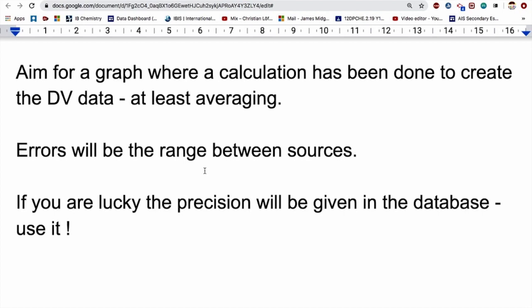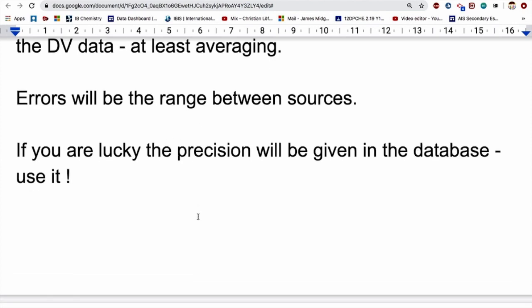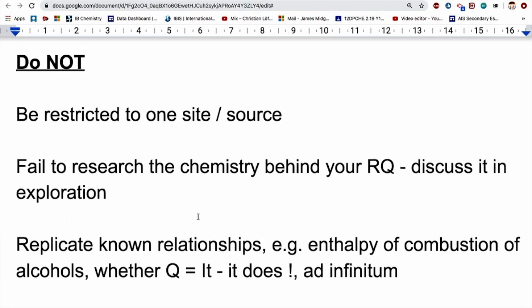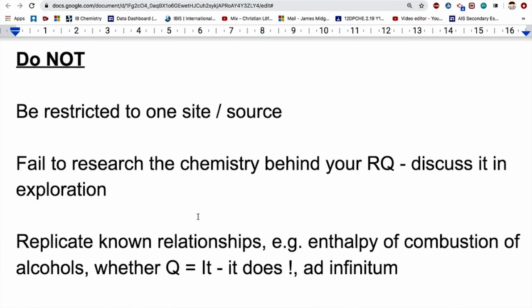But in many cases, they won't say that it's plus or minus 0.02 nanometers, whatever the data is that you're looking at. So you're going to have a look at University of, I don't know, Oxford, University of Cambridge. There might be a plus or minus 2 difference on a kilojoule per mole reading, and that will be your uncertainty, the difference between those two sources. Obviously, you're going to be using more than 2 sources, but we'll get there. If you are lucky enough, the precision is given in the database. If it's there, use it, reference it. Happy days. Do not be restricted to one site or source.